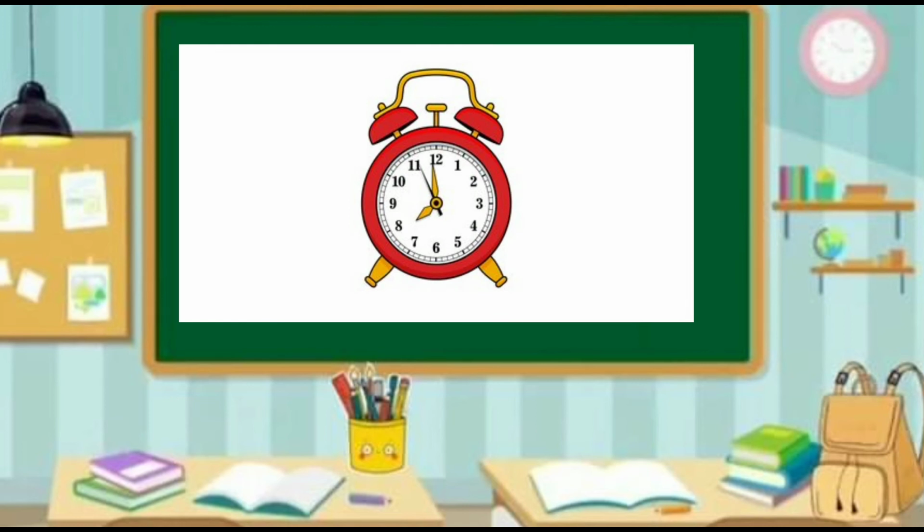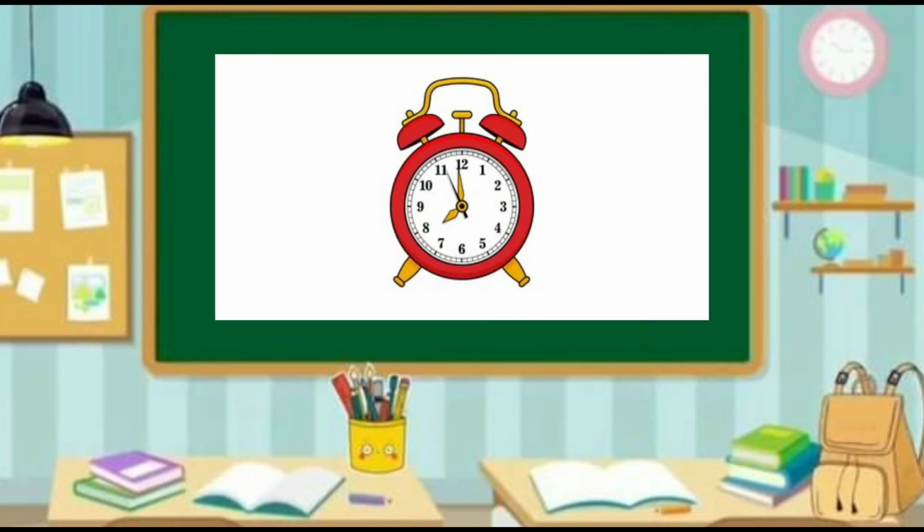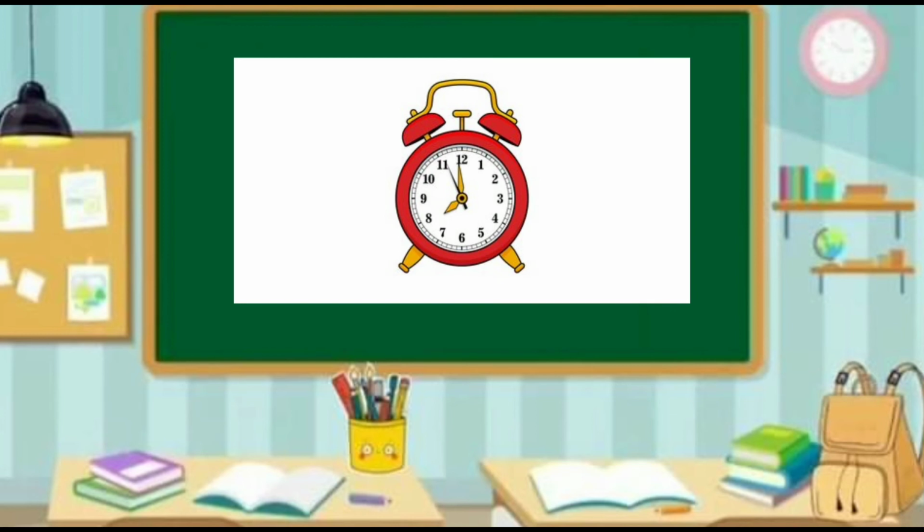And time's up. For number 2, it is used for stitching cloth either by hand or machine. Letter A. Thread, B. Needle threader, C. Emery bag, D. Pincushion. Your timer starts now. And time's up! For number 3 question, which of the following does not belong to cutting tools? Letter A. Thread clippers, B. Stitch ripper, C. Thread, D. Sewing scissors. Your time starts now.